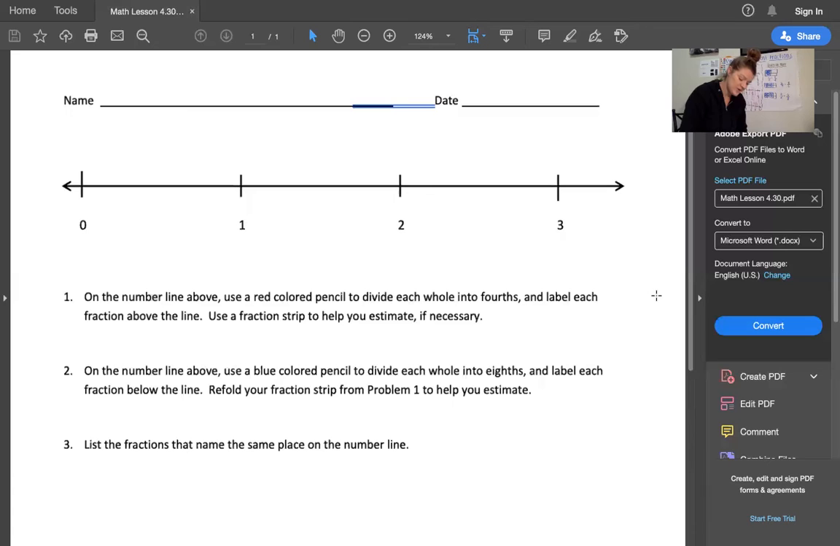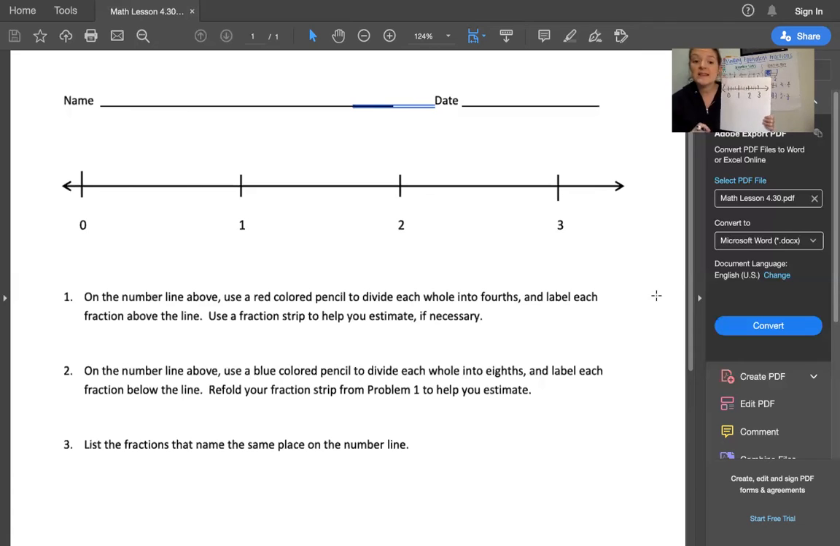So what you're gonna do at home, and I'm gonna do it right here with you, so if you wanna be pausing and working together, that's fine. You're gonna draw a number line. You're gonna go 0, 1, 2, 3. Now, it says first we're gonna partition each whole into fourths. So we know if we need fourths, how many lines are we gonna draw? 3.